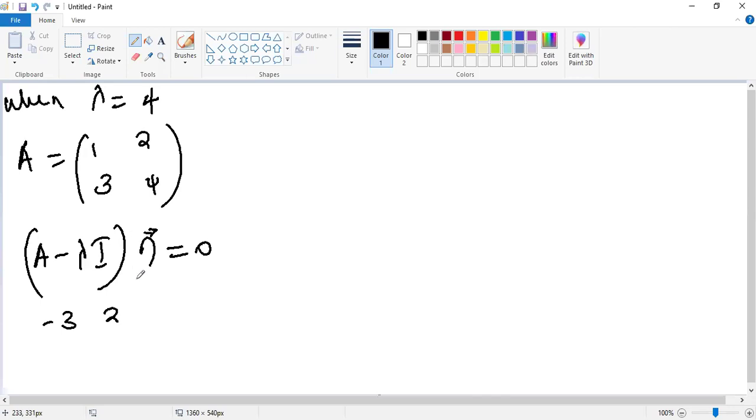I hope we are together now. I'm not going the long way. 3 minus 0 will give me 3. And then finally, 4 minus 4 will give me 0. When lambda is equal to 4. I hope we are together, guys.